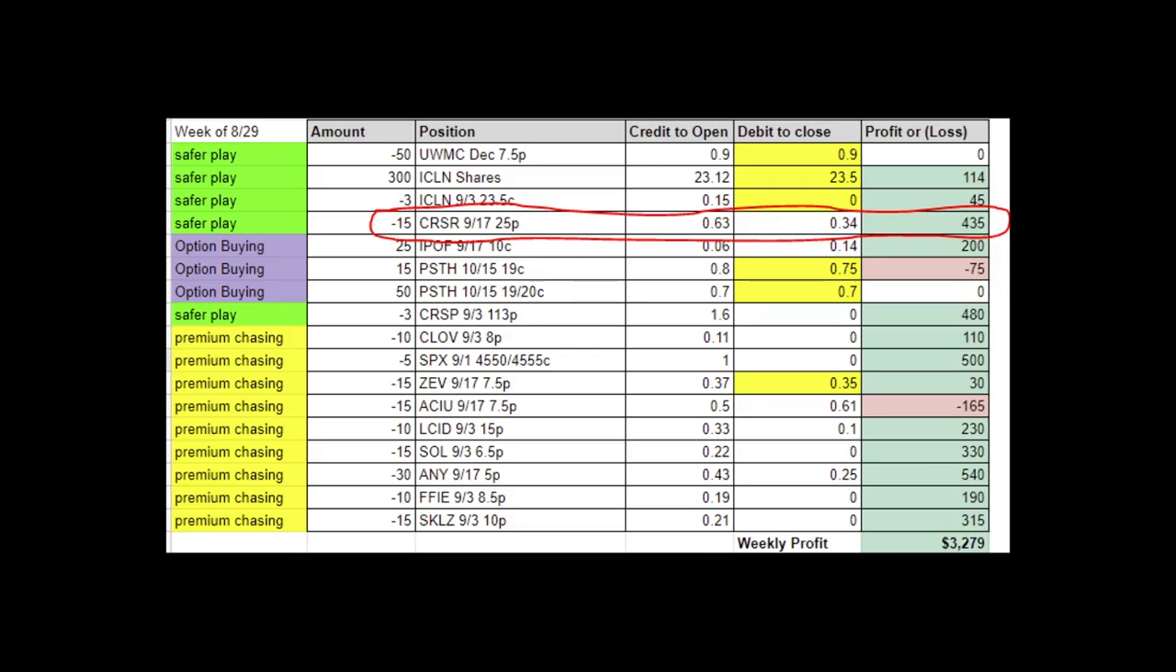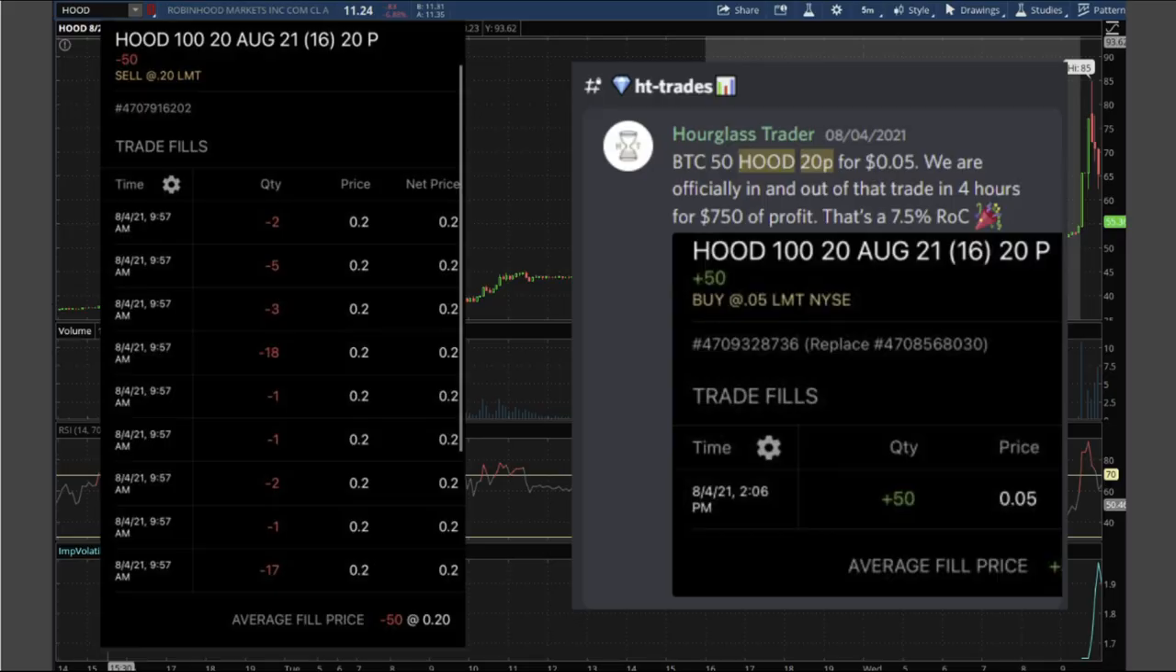And as we showed with Corsair, where we were able to get in and out really quickly for a profit, there was no difference here with Robinhood. We were actually able to get out in 4 hours for $750 of profit, which is not too bad for a day's work.